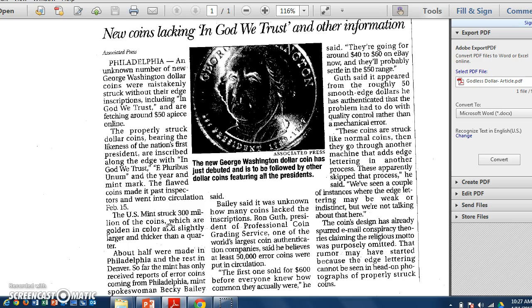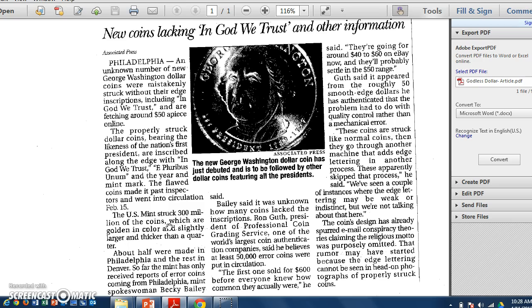So far, the Mint has only received reports of error coins coming from Philadelphia, Mint spokeswoman Becky Bailey said. Bailey said it was unknown how many coins lacked the inscription. Ron Guth, president of the Professional Coin Grading Service, one of the world's largest coin authentication companies, said he believes at least 50,000 error coins were put in circulation. The first one sold for $600 before everyone knew how common they actually were, he said. They're going for around $40 to $60 on eBay now, and they'll probably settle in the $50 range.